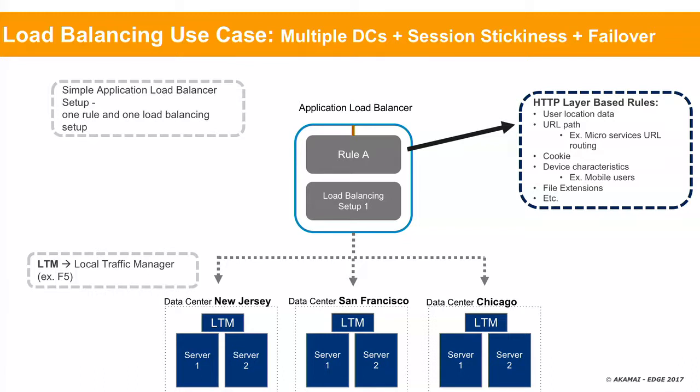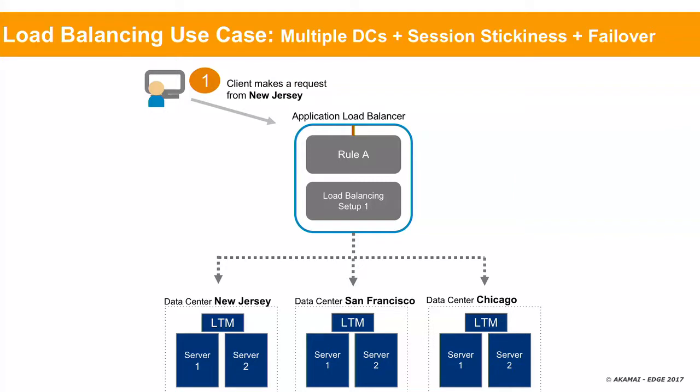In our scenario, what we have here is 3 data centers, one in New Jersey, one in San Francisco, and one in Chicago. So the ask is that we route an end user to the closest data center to them, the most optimal one. Since the end user in this scenario is making a request out of New Jersey, it makes more sense for us to route them to the New Jersey data center.